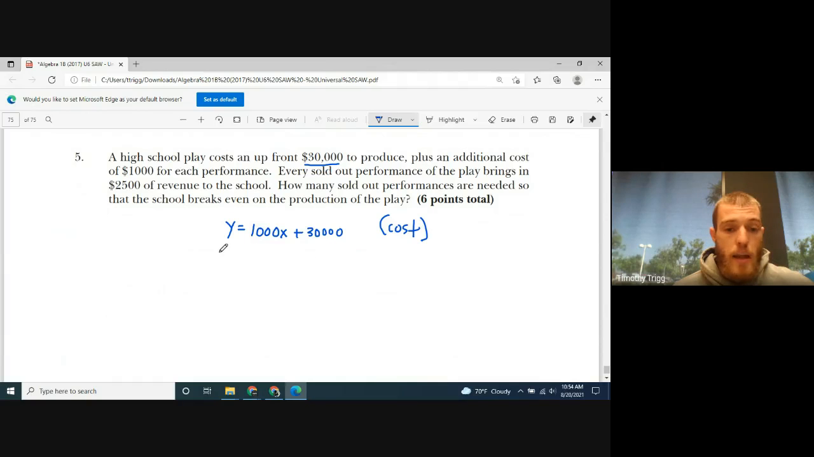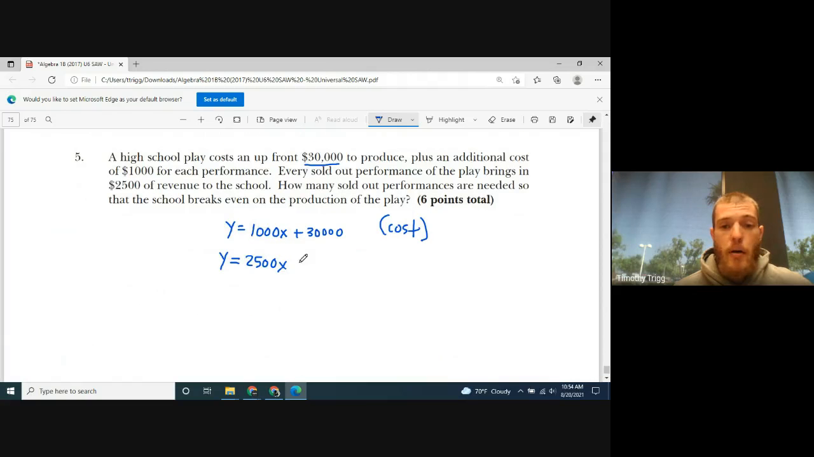Now let's also write a revenue equation. So the revenue is the money they bring in. So for each sold-out performance, they bring in $2,500. So it's $2,500 times however many performances, X.